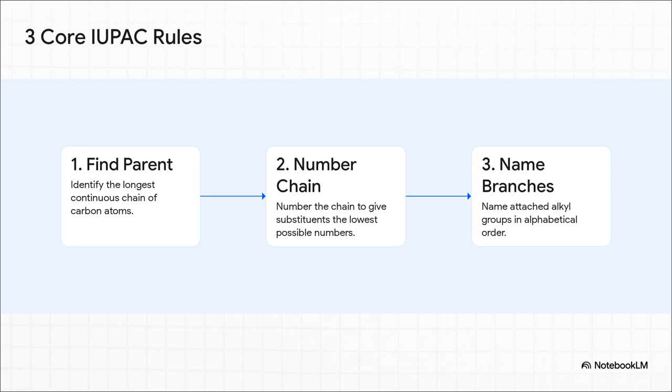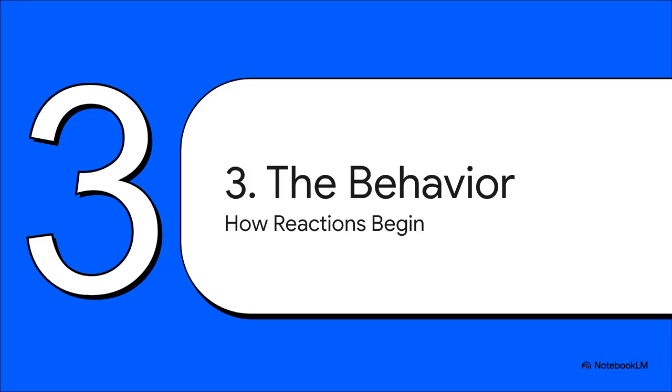I know, the full IUPAC rulebook can look super intimidating. But trust me, for the most part, it all boils down to this simple 3-step logic. Step 1, find the longest carbon chain. That's your parent name. Step 2, number that chain, but start from the end that gives any branches the lowest possible address. And finally, step 3, name your branches and list them in alphabetical order. If you can nail this core process, you've basically got the foundation for all IUPAC naming down. All right, we know what carbon is, and we know the language to describe its molecules.